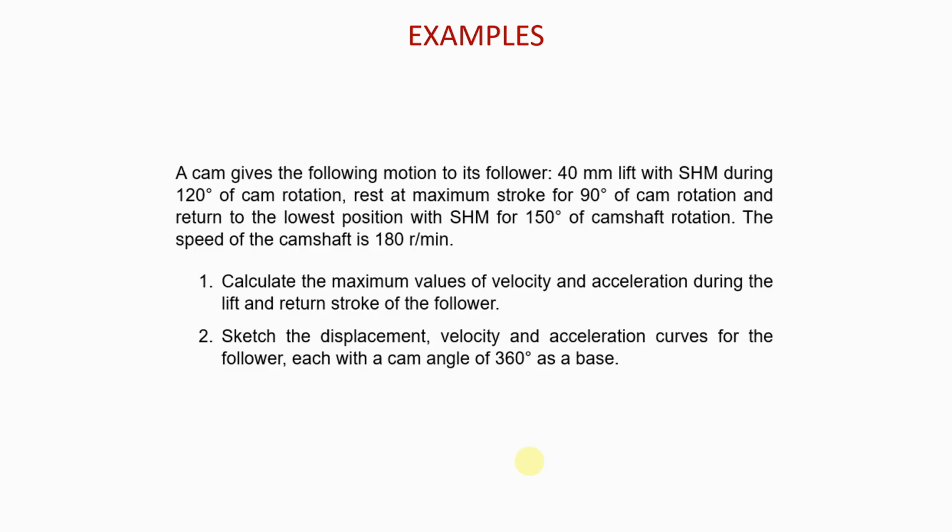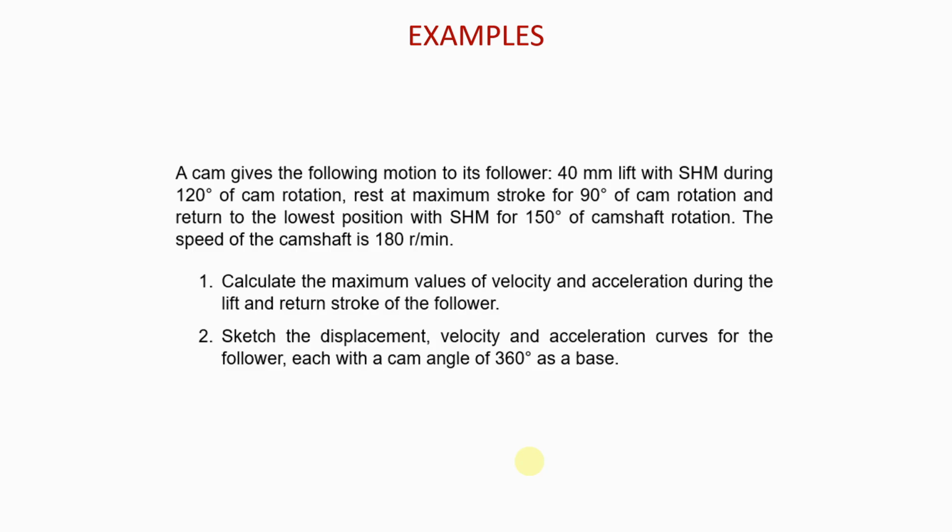As the cam is rotating through 120 degrees, the follower is rising 40 millimeters, and then when it reaches the top, the cam of course continues to rotate. Now for the next 90 degrees that it is rotating, the follower stays at the top because it is resting for the next 90 degrees. And then it returns to the lowest position for the following 150 degrees. So after the 90 degrees, as the cam continues to rotate for another 150 degrees, the follower then falls slowly back to its original position.